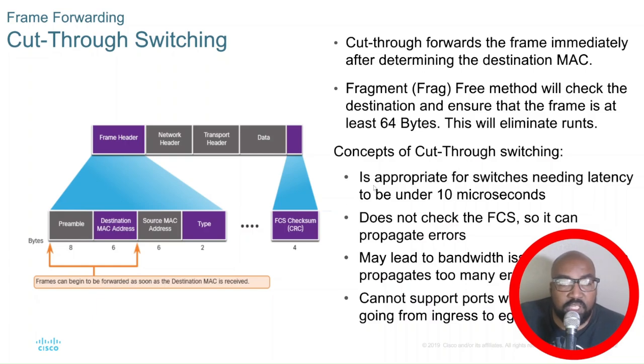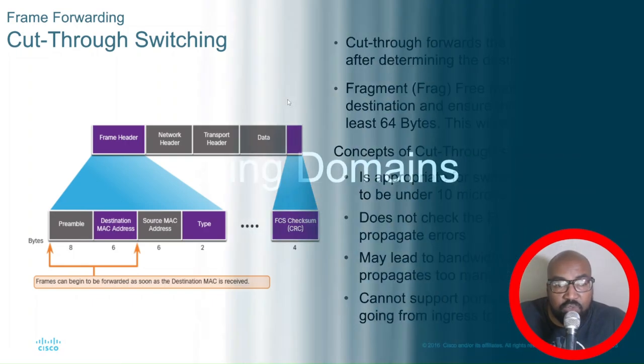Concepts of cut-through switching. It is appropriate for switches needing latency to be under 10 microseconds. It does not check the FCS, so it can propagate errors. So it just moves like it needs to. It may lead to bandwidth issues if the switch propagates too many errors, right? Think of that freeway when we talk about bandwidth. A lot of cars on that freeway, a lot of room for that data to move. And it cannot support ports with differing speeds going from ingress into egress.